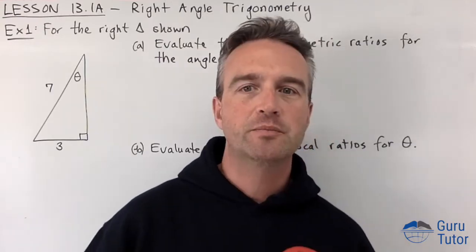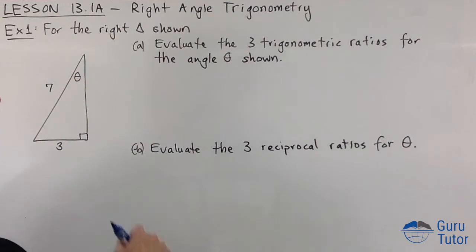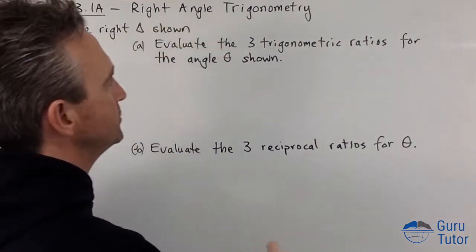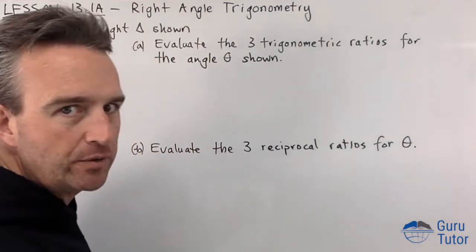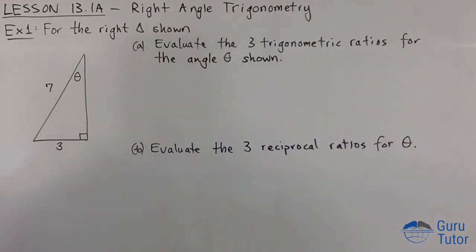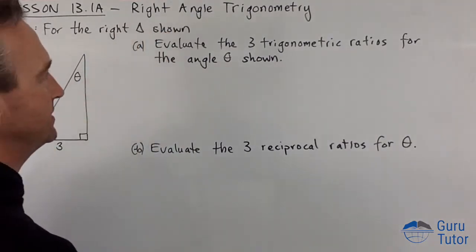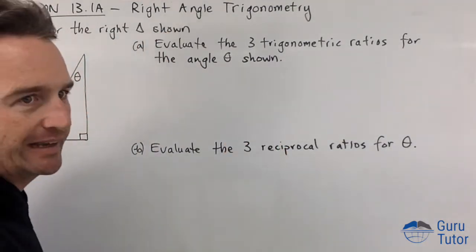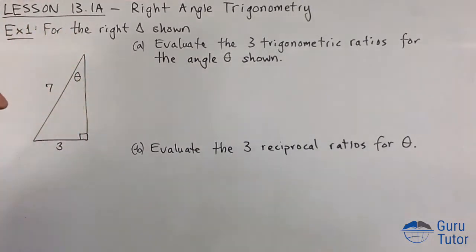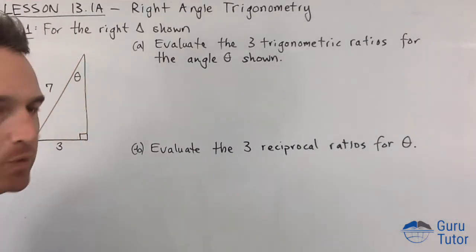So we're going to start from scratch here. And we always start from a right angle triangle. So when we say right angle trigonometry, we mean dealing with triangles with a right angle somewhere. Of course this little box means 90 degrees, right angle. For the right triangle shown, we just abbreviate there, just draw a triangle instead of saying the word triangle. Save a bit of time. Evaluate the three trigonometric ratios for the angle theta shown.